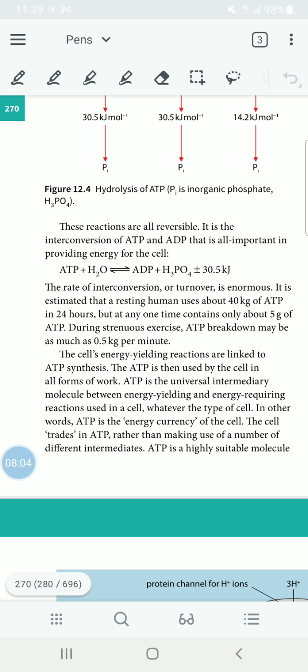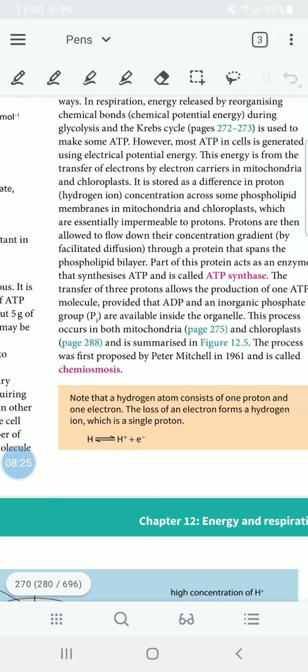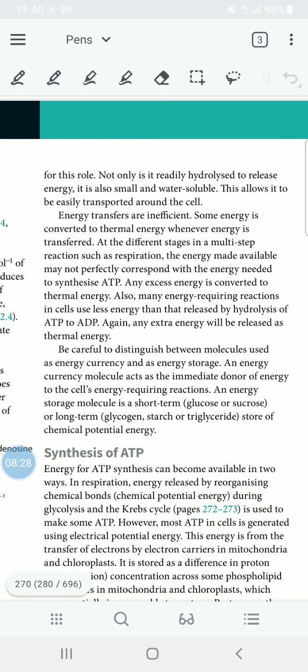So in a basic sense, ATP is the energy currency of the cell. The cell trades in ATP rather than making use of a number of different intermediates. ATP is a highly suitable molecule for this role. Not only is it readily hydrolyzed to release energy, it is also small and water soluble. So there are many reasons why ATP is such a useful mechanism.